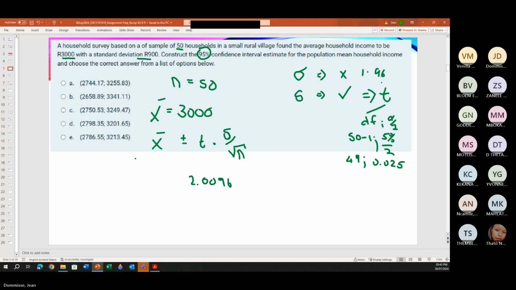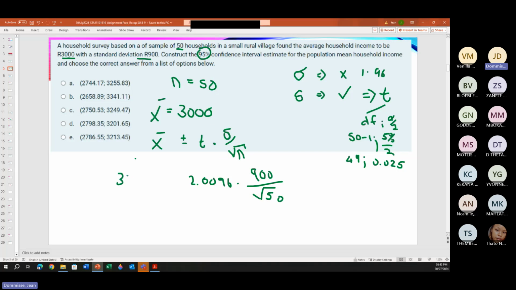So by using 1.96 and by using 2.0096, you can probably get close to one or the other of the options. So just be very careful again, and we can work out what it is if we use 1.96, just to make sure if there was an answer or not.